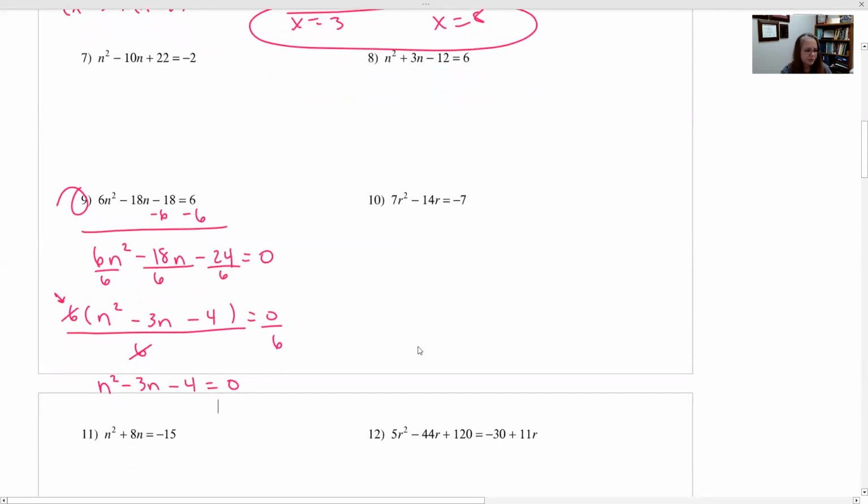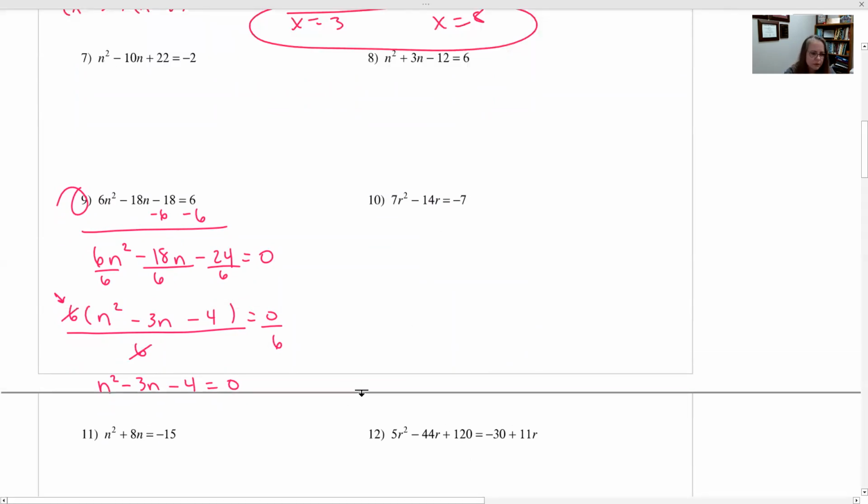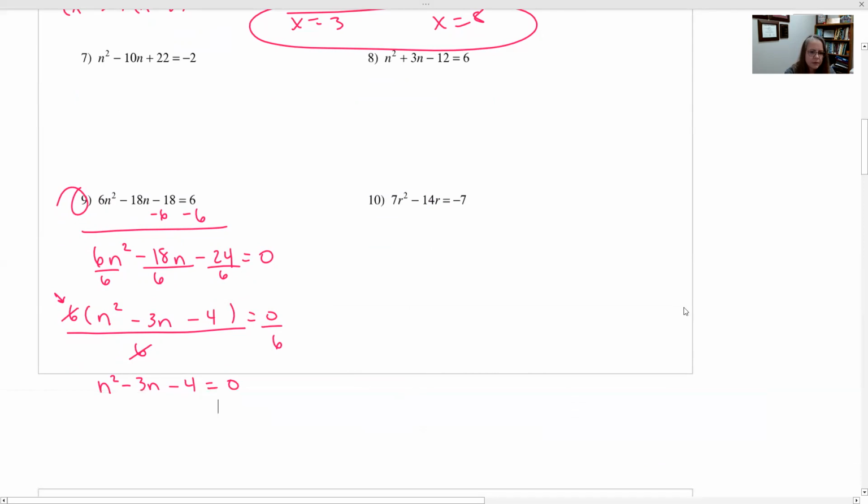And I want to factor this. Give myself a little more room. So I want to factor this. And so my leading coefficient is 1. I don't have a common factor. So I can go straight to my 2 sets of parentheses. And I can drop down with n and n.